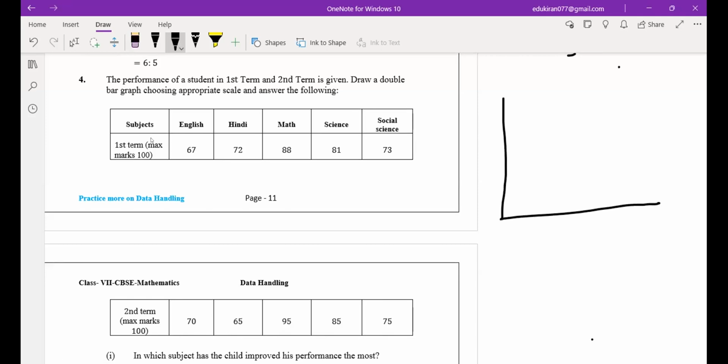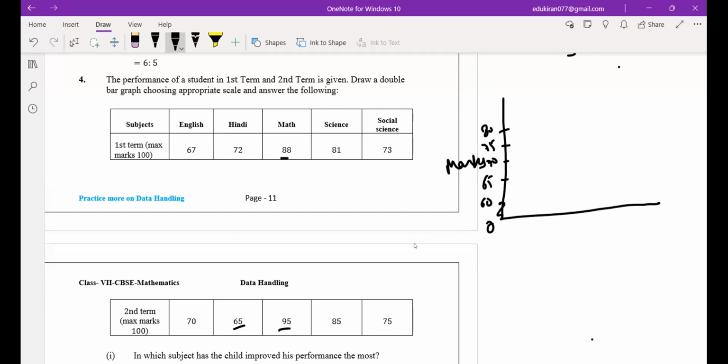So first, the very first thing, you will make it like this. Then this side will be marks. You can see the lowest marks is 65, and the highest goes to 95. So you can make it like this. You can make a break even line here. Then 0, and you can start from 60 onwards: 60, 65, 70, 75, 80, like this.